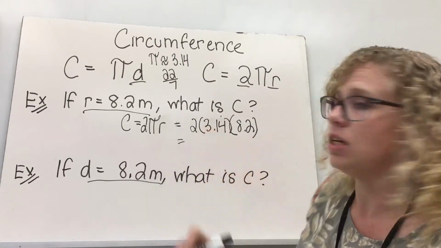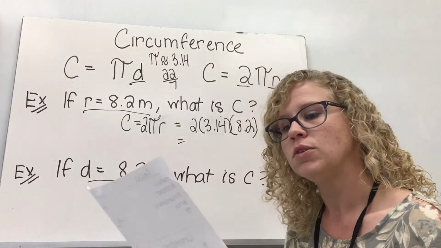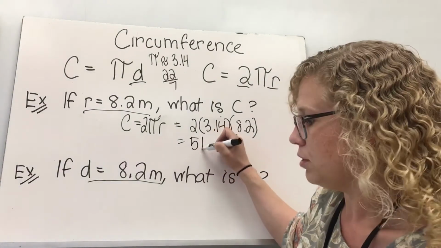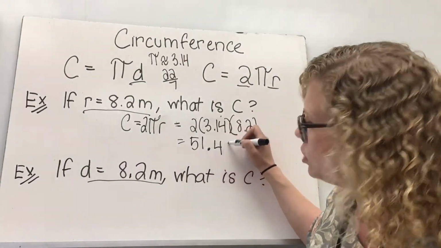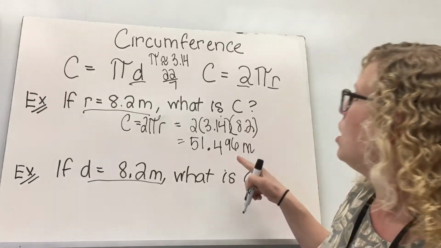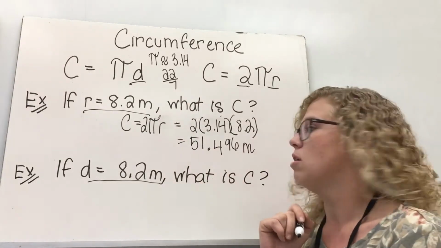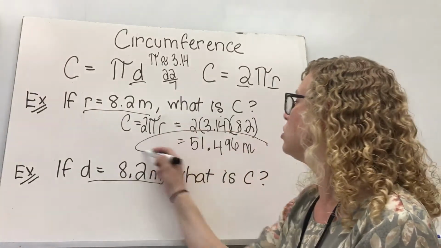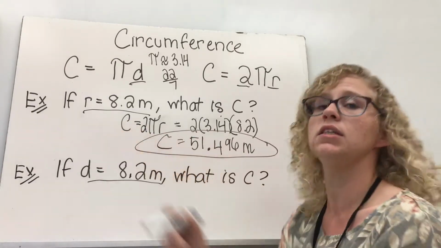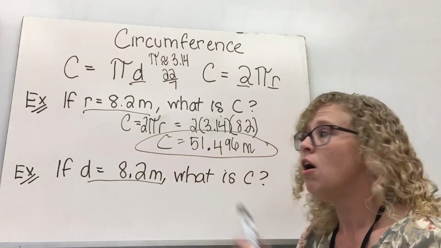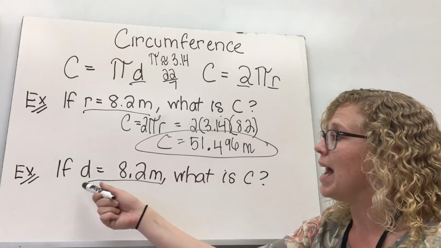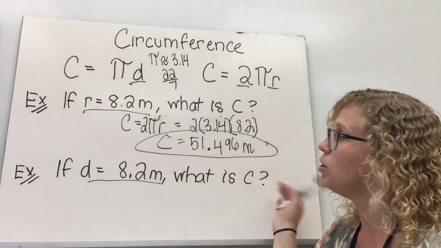If you put all of this on your calculator, you will see that the circumference here would be equal to 51 and 496 thousandths of a meter. So there would be our circumference for if the radius is equal to 8.2 meters. The next one is going to be diameter is equal to 8.2 meters. What would the circumference be?